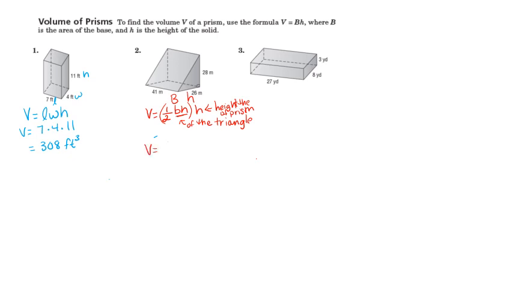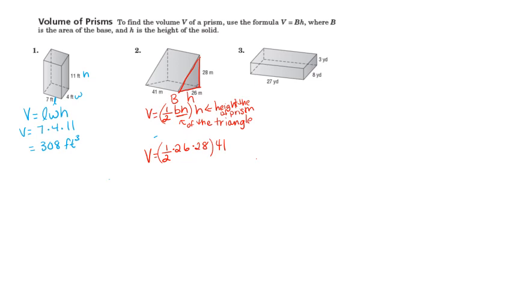So volume equals 1/2 times the base of the triangle, which is 26, times the height of the triangle, which is 28. It doesn't matter which we call base or height, as long as they are perpendicular. Then we multiply that by the height of the prism, which is 41.